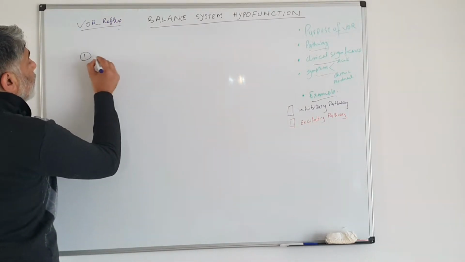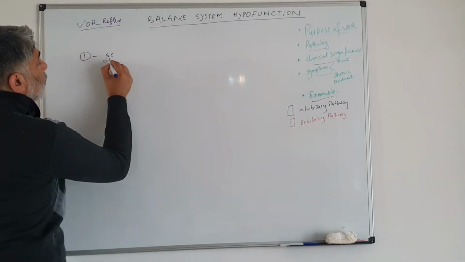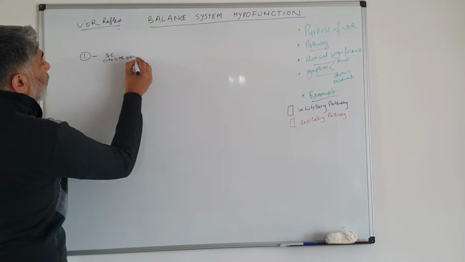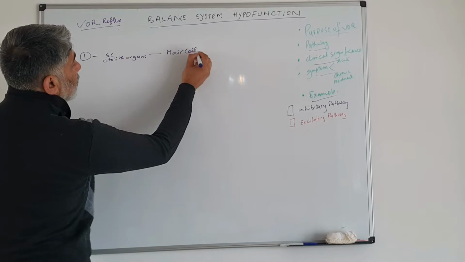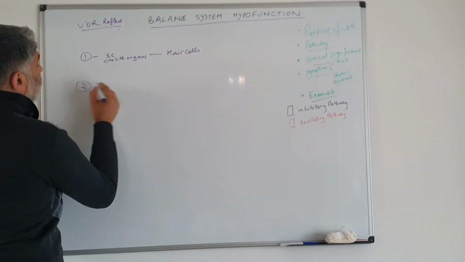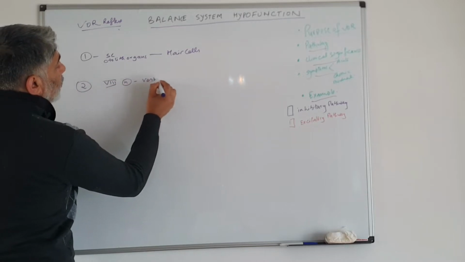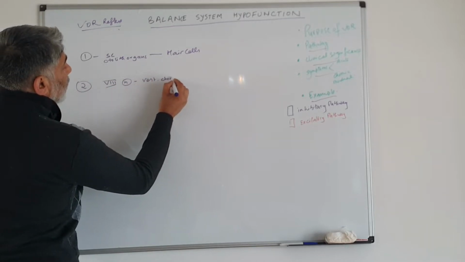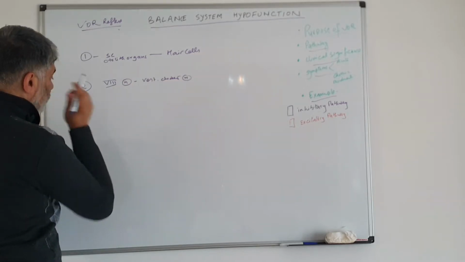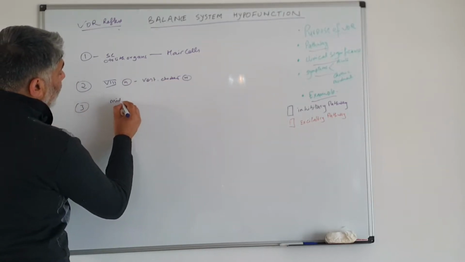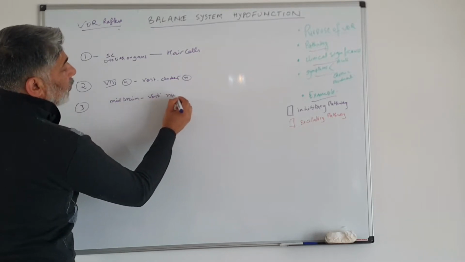Number one is your semicircular canal or otolith organs, and they have what? Hair cells. Number two is your eighth nerve, vestibulocochlear. Number three, your midbrain vestibular nucleus.